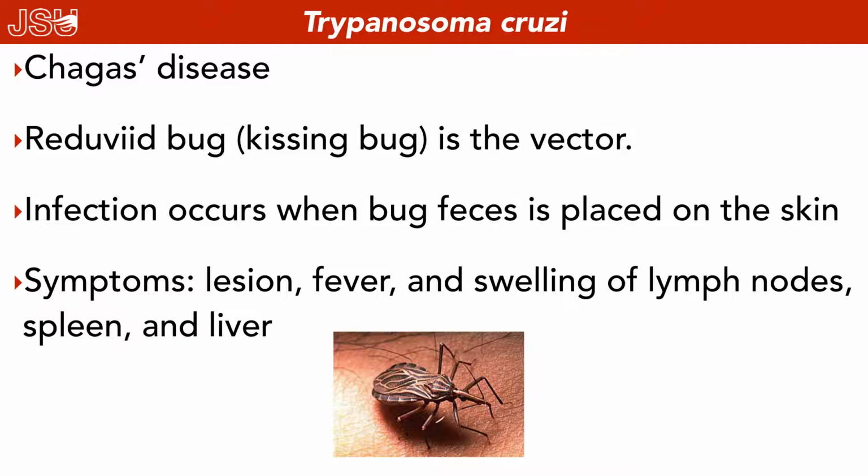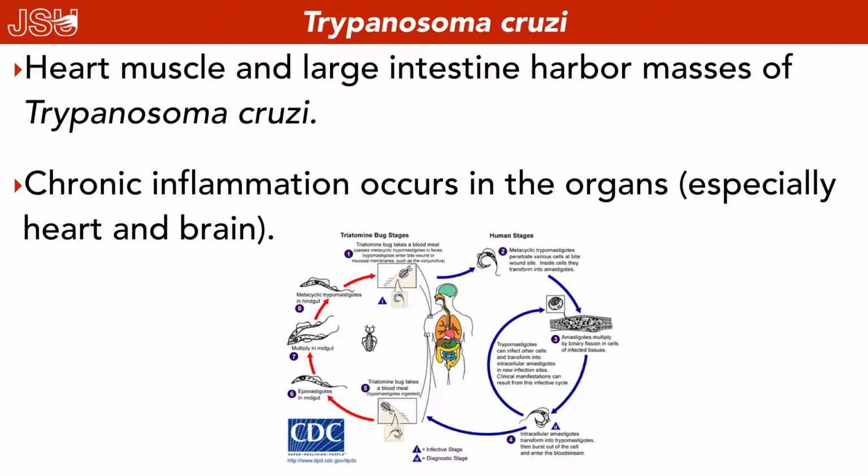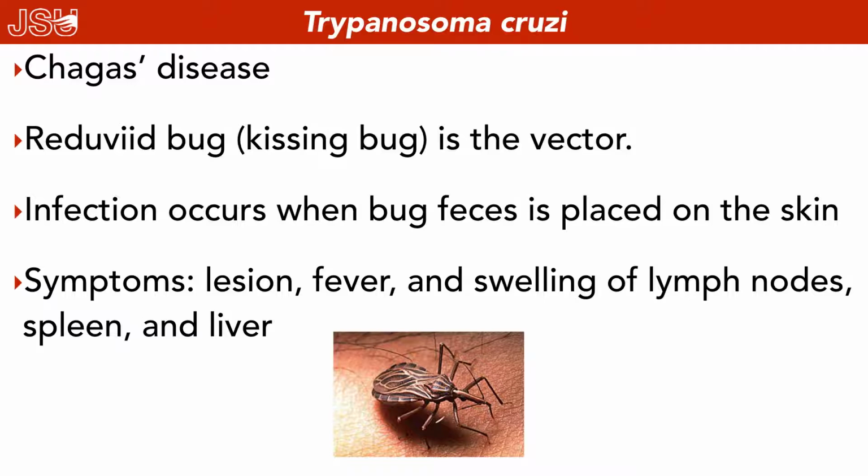Trypanosoma cruzi, or Chagas disease, is carried by the Reduviid kissing bug. Basically, it puts its feces on you, and then this will get into you. But it can go internally and cause issues with the heart and the brain. This is a major problem in places like Africa. Anyhow.